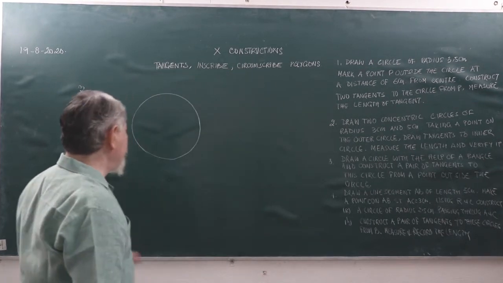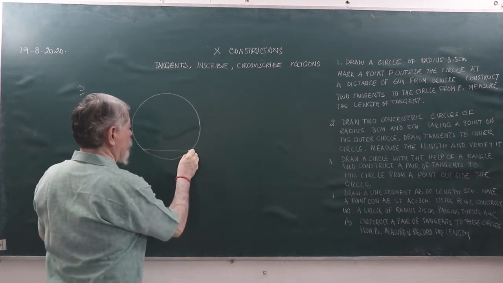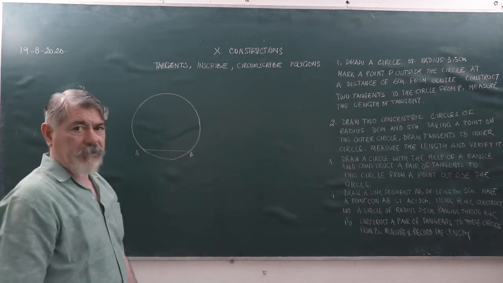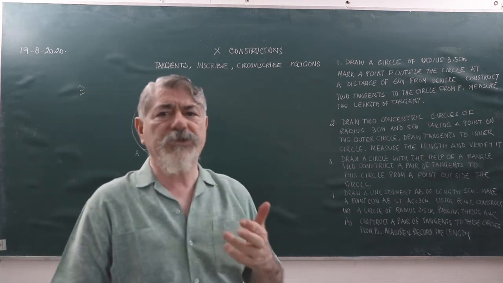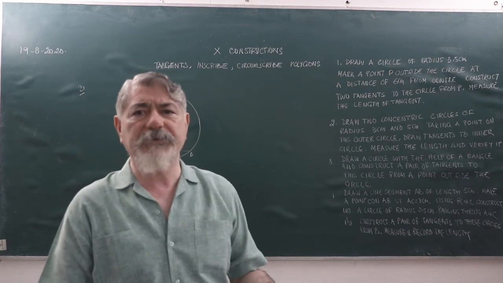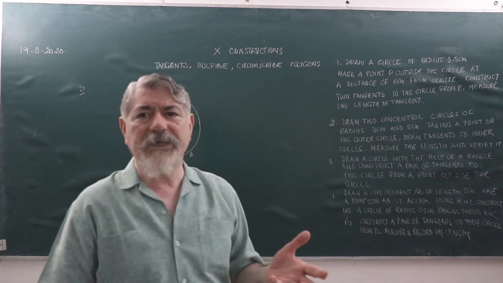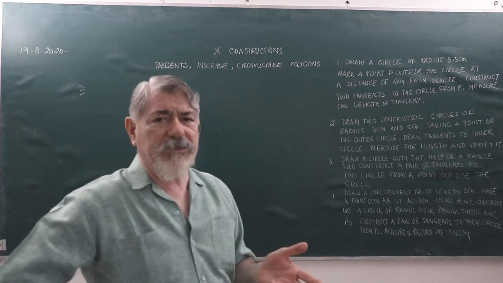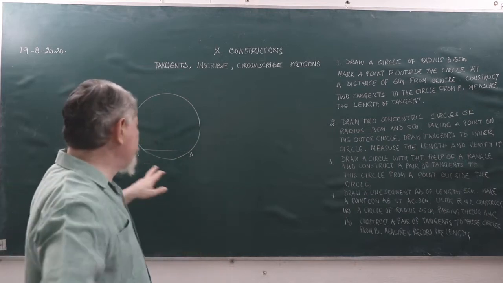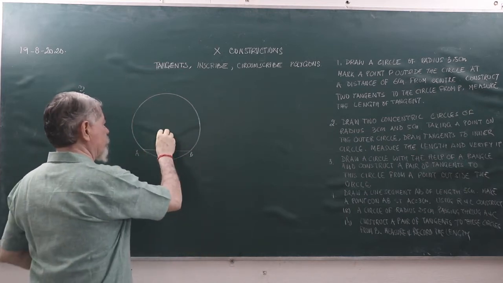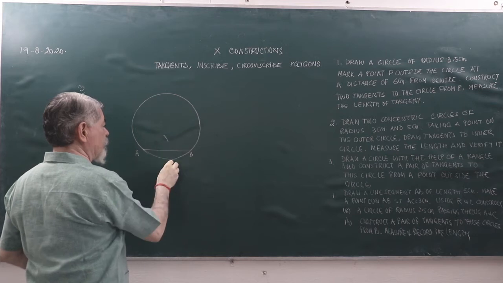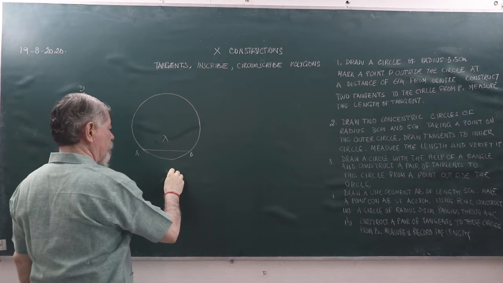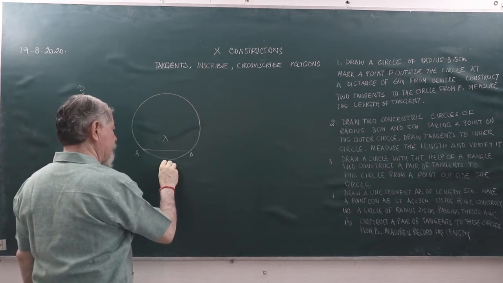Now, I'll draw any chord, suppose AB. I take any two points on the circumference of the circle and join them with a line segment. I get the line segment AB. AB is called a chord of the circle. Now bisect this chord. Again, take A as center, open the compass more than half of AB. Then take B as center. So I get the perpendicular bisector.